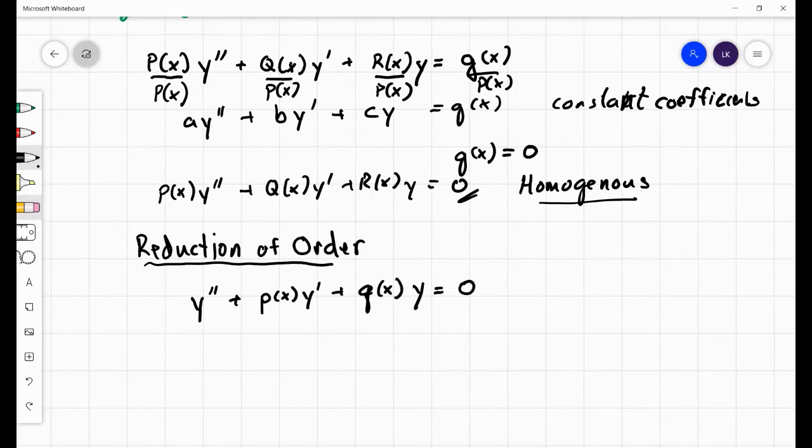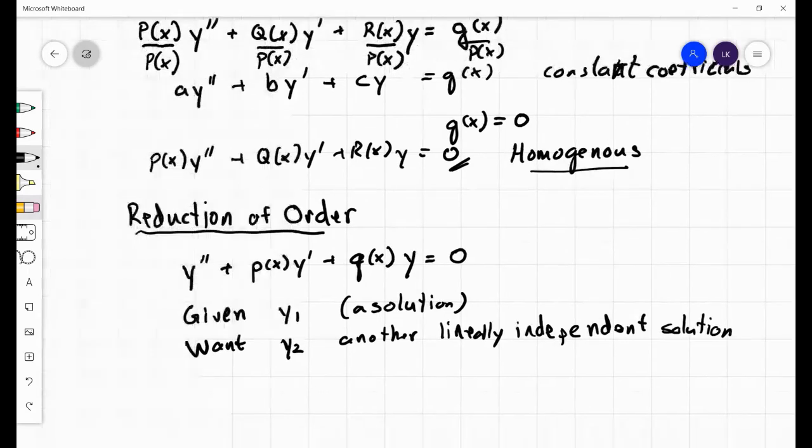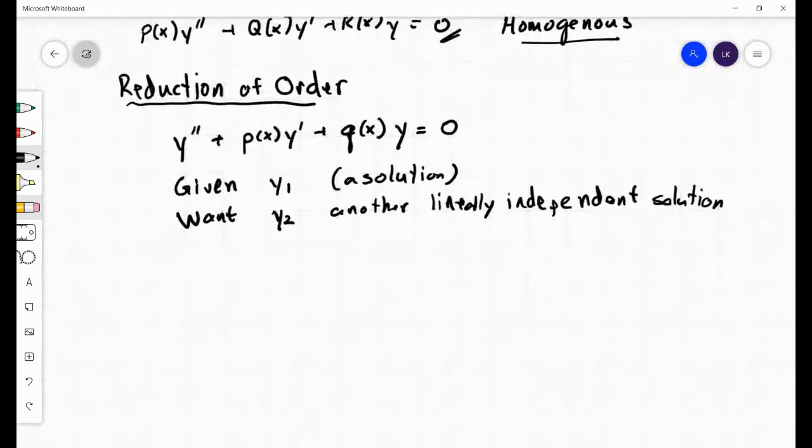So I'm going to look at a differential equation of this form, and the idea is that you're given one solution to the differential equation. This is a solution that's known, a known function, and what we want is y2, which is another, but linearly independent, solution to the same homogeneous equation. I'll derive the formula, but first I'll just give you the formula.